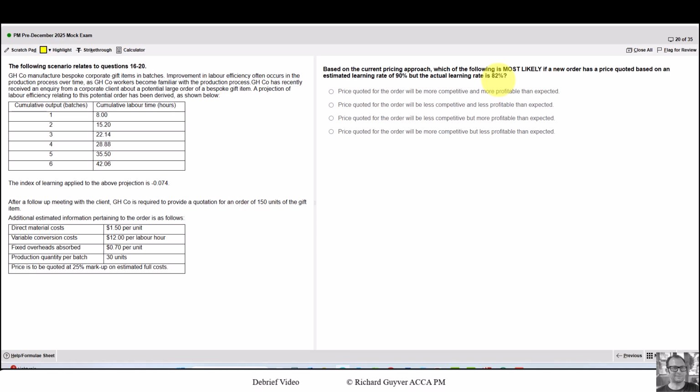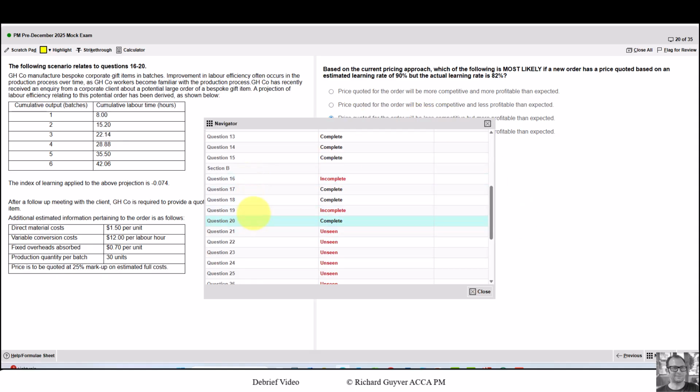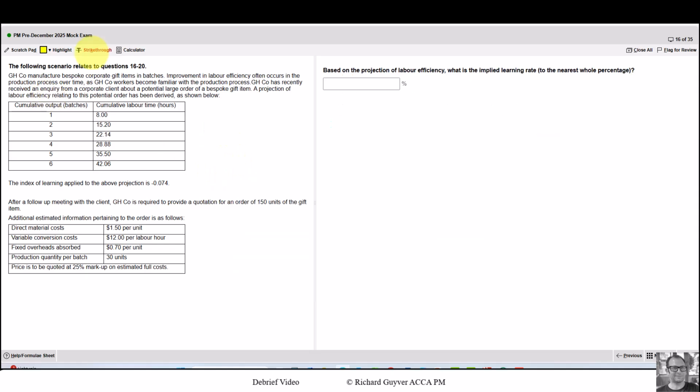When they actually come to production, the improvement in the rate of production will be faster than they estimated. If it's faster than they estimated, that means they'll need fewer hours and therefore it's more profitable. So we can eliminate answers 2 and 4. However, they would have quoted based on the 90%, so that would be less competitive. So the correct answer is this one. So as you can see in this first section B question, out of the 5 questions for GHCO, 3 were outliers. So I've now just got 2 which are linked to the narrative given on the left.